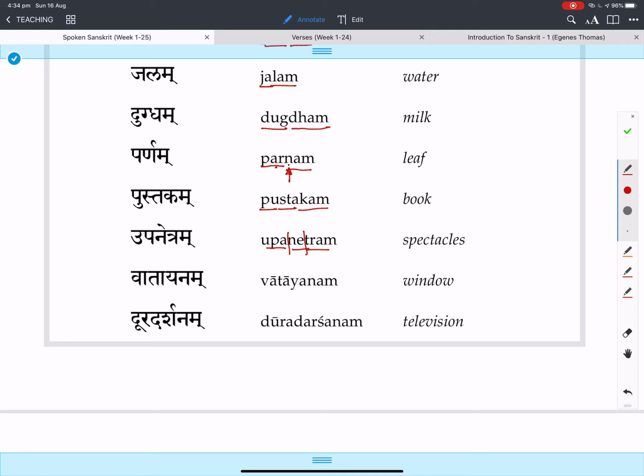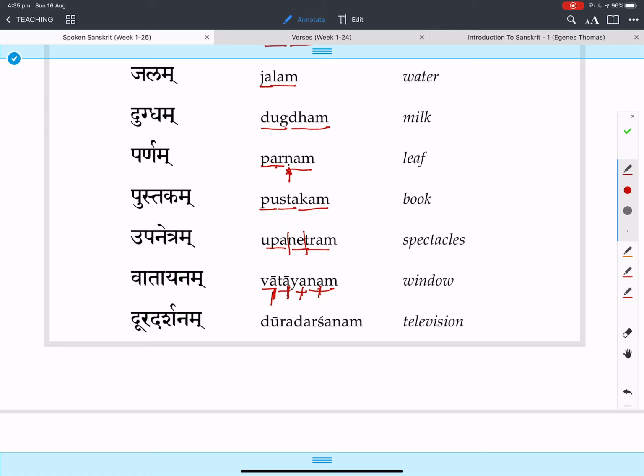I hope you're saying the English word also, because the point of this is to memorize these words. Vatayanam, vatayanam, vatayanam. Because there's two long A's. There's too long ah, ah, ah. Okay? Vatayanam.